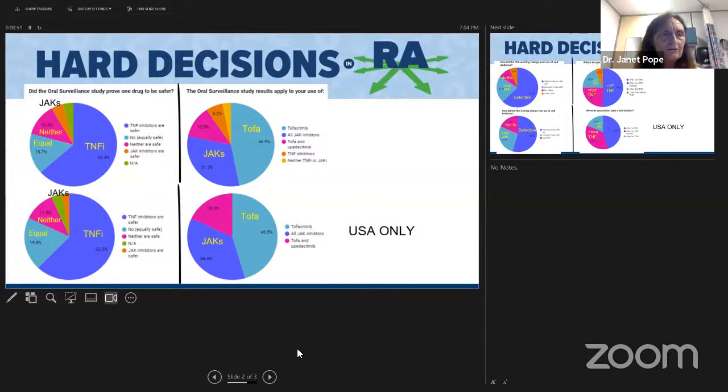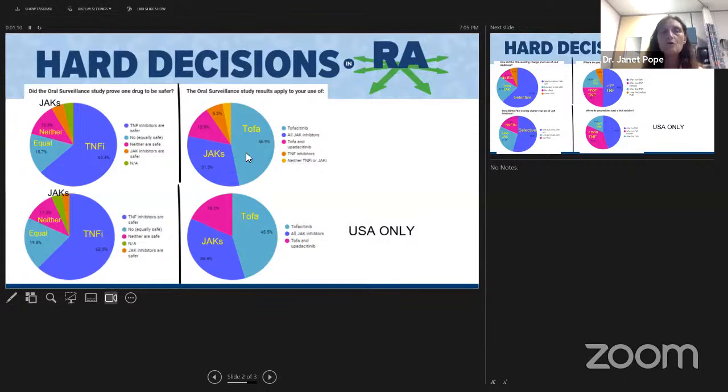And you can see they're almost fully superimposed. When the next question was answered, and thank you again for doing it, the oral surveillance study results apply to your use of, was it TOFA, all JAKs, or whatever? So, tofacitinib, both US and the rest, like the entire group.